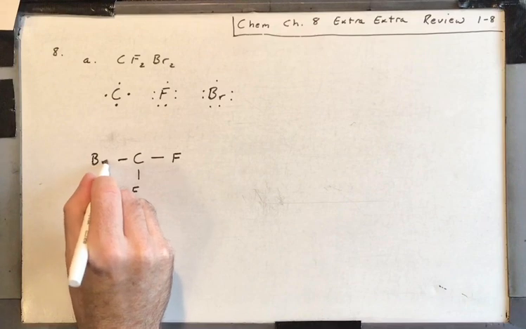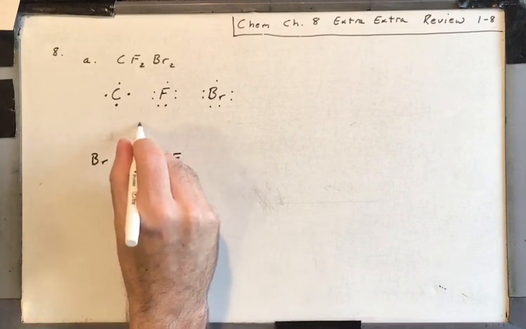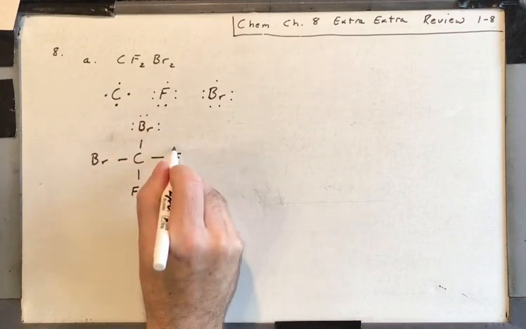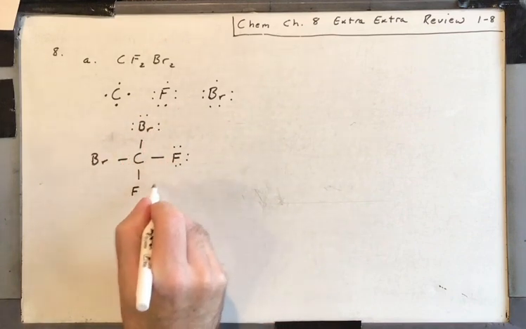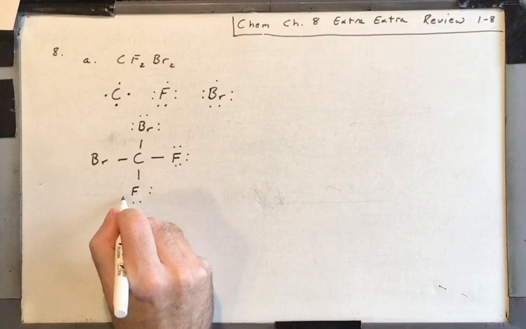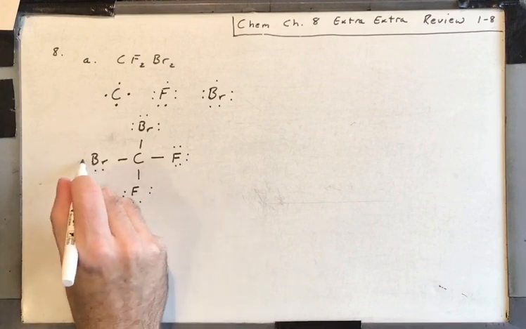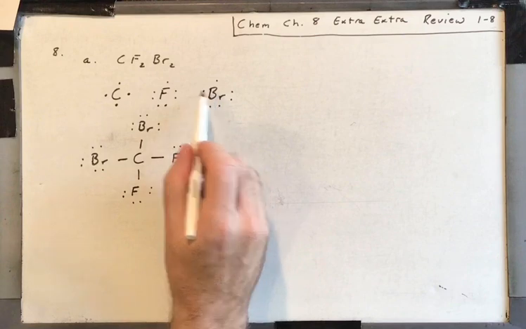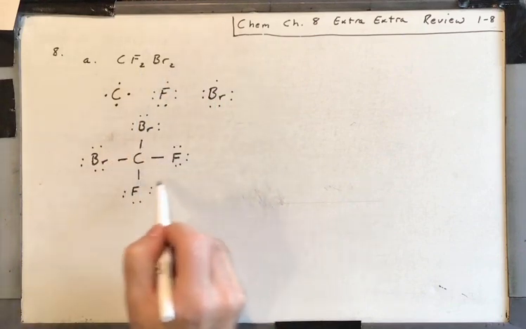Let's not worry about the shape. I know you probably know what the shape is, but you don't have to do that right now. We do have to draw all the electrons. Remember, bromine and fluorine can only take a single bond. There's 2 each. So you'll have a single bond.